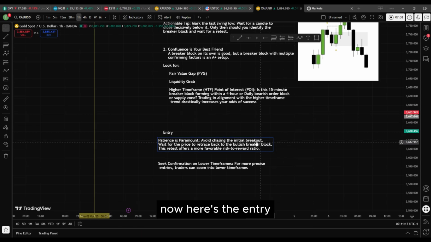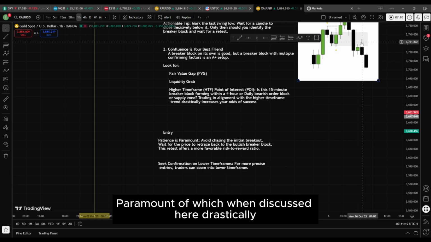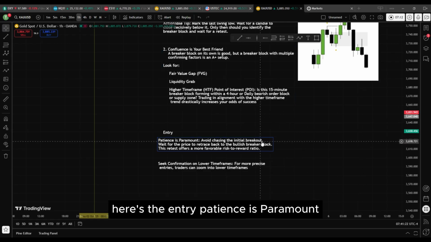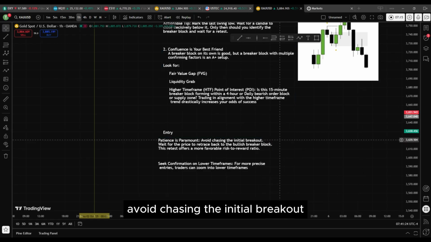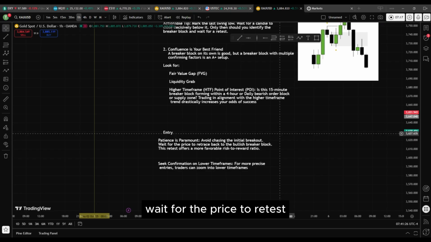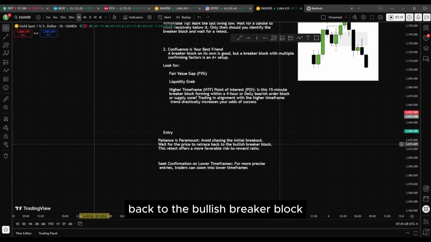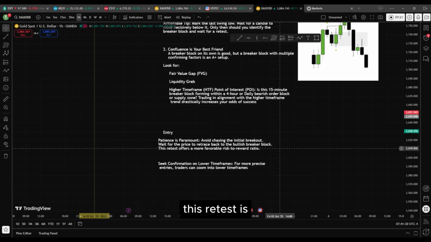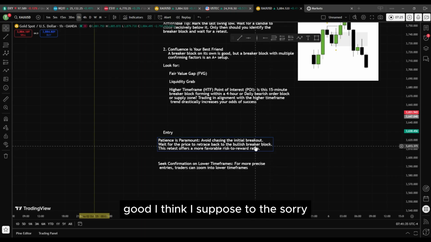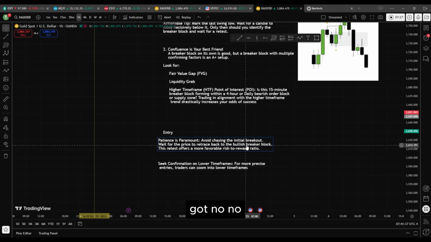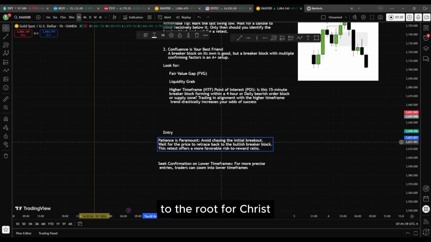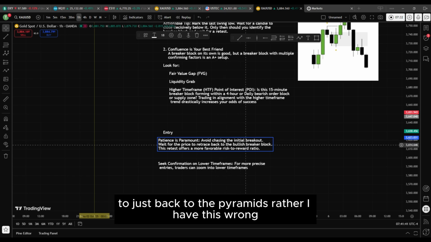Now here's the entry. Patience is paramount, which we discussed here. Avoid chasing the initial breakout. Wait for the price to retrace back to the bullish breaker block. Sorry, wait for price to retrace back to the breaker.